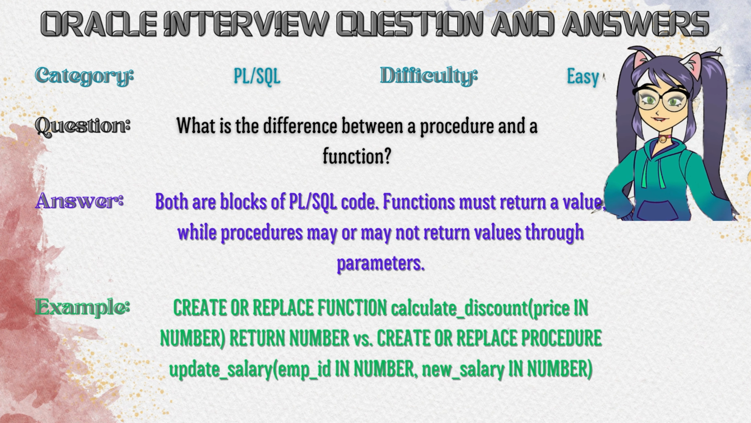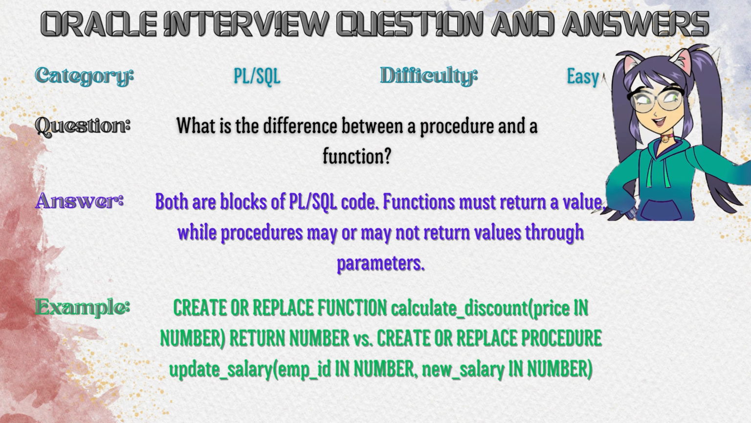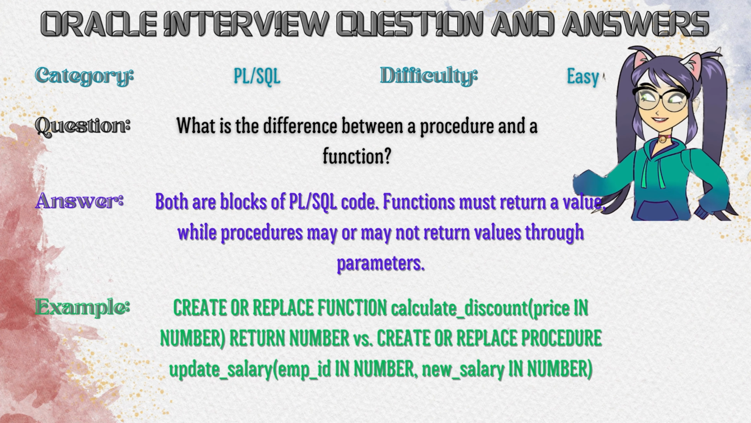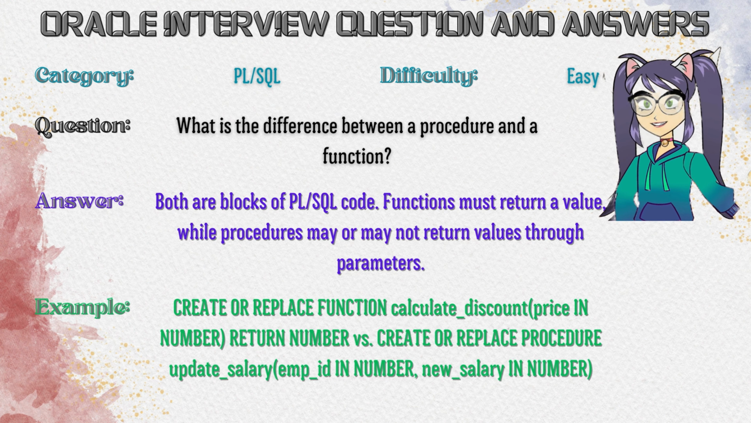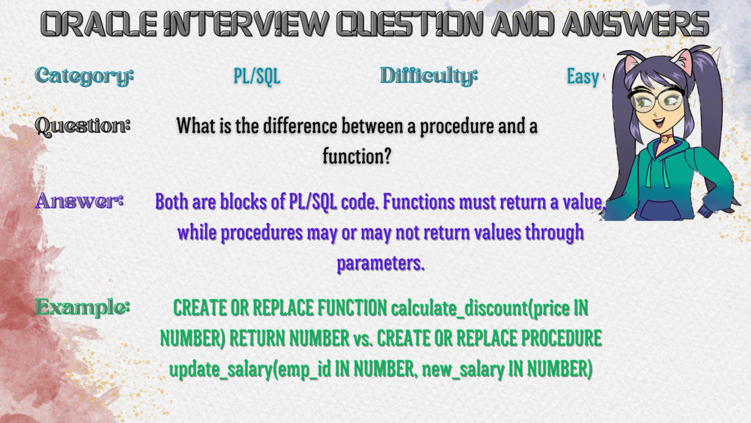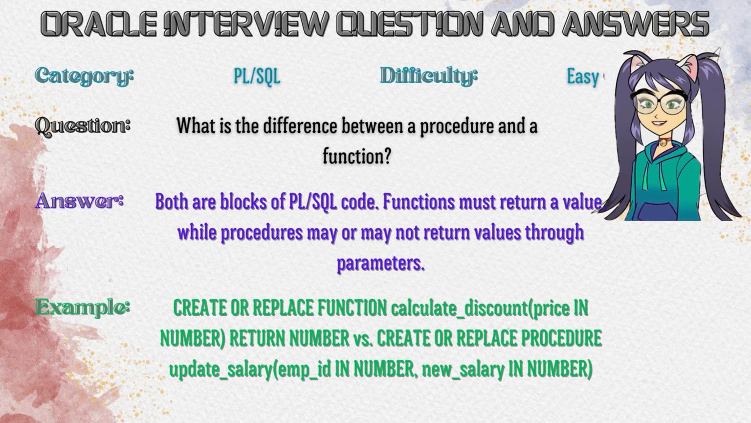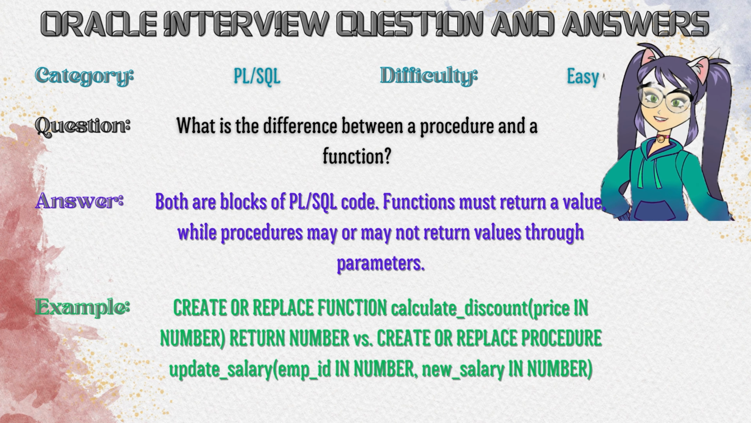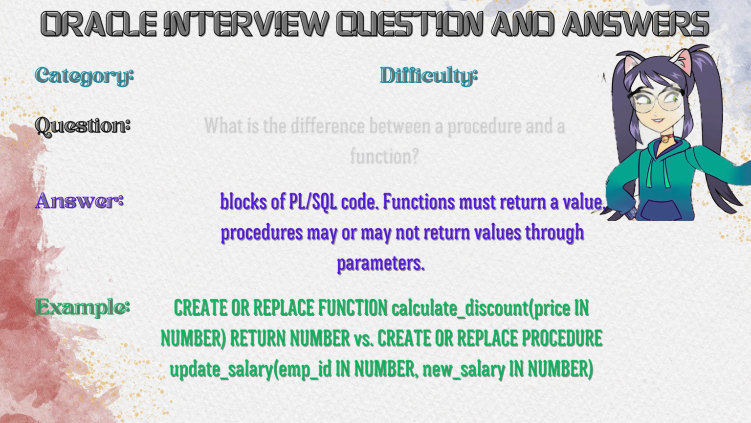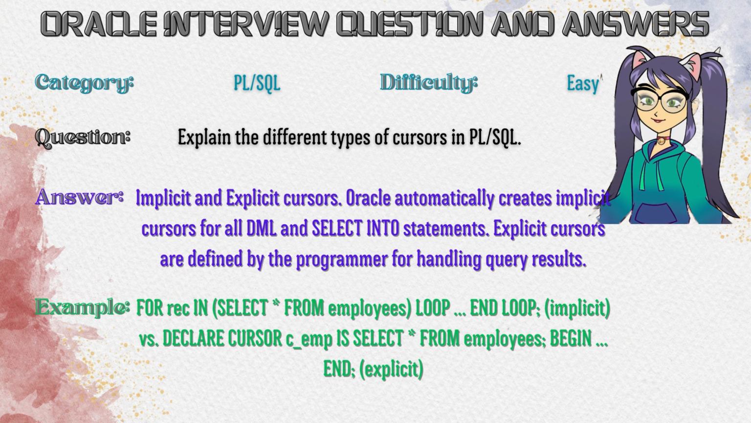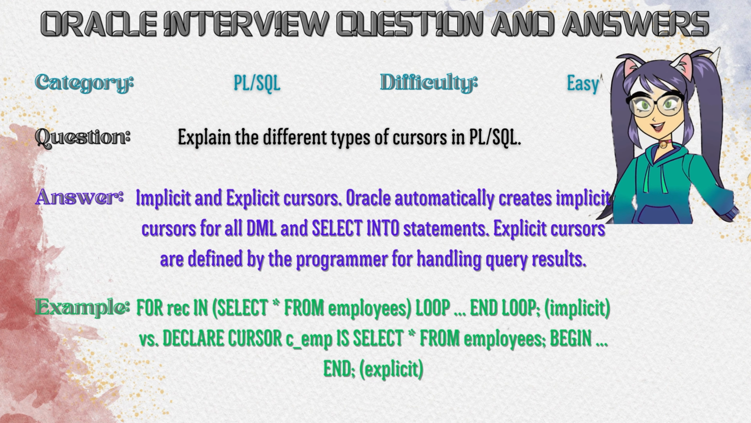Next question: what is the difference between a procedure and a function? And the answer is both are blocks of PL/SQL code. Functions must return a value, while procedures may or may not return values through parameters. For example, create or replace function calculate_discount(price in number) return number versus create or replace procedure update_salary(emp_id in number, new_salary in number).